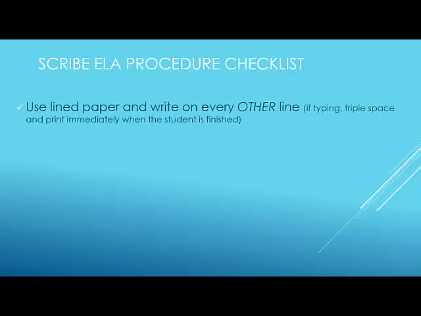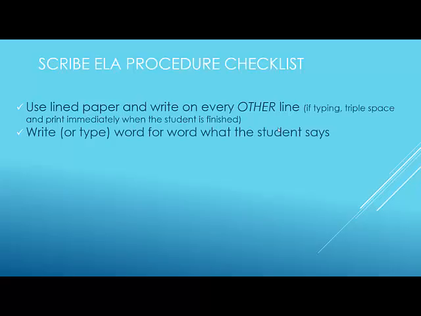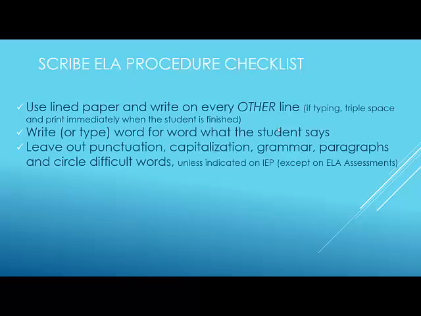So we've written up a checklist. Generally you use lined paper, but if you have an older student who speaks very quickly, you may want to type this. But when you set up the document, triple space it and print it immediately when the student is finished, as you'll see why this is important in a minute. If you don't have access to a printer, then typing it may not be feasible. On lined paper or typing, you are going to enter exactly what the student says word for word.